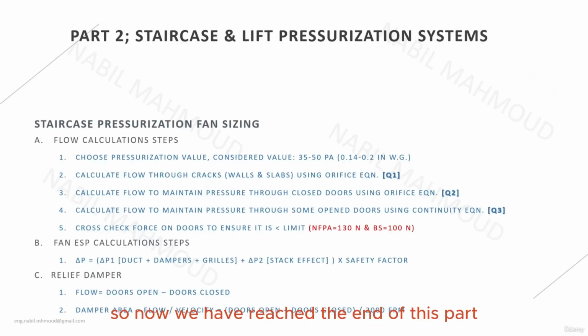So now we have reached the end of this part, at which we are going to solve an example together. But before solving the example, let us summarize the steps that are required for the staircase pressurization system sizing. The first step is the flow calculation of the fan capacity, the second step is the fan external static pressure drop calculation, and the third step is the sizing of the accessories like the relief damper, the air outlets and the duct.